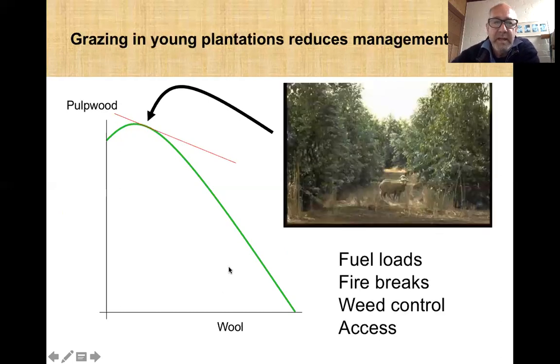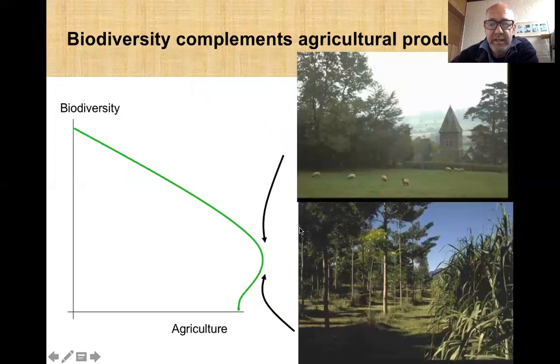Grazing in young plantations reduces management costs, another potential benefit. In a pulpwood plantation where you combine a little bit of wool production, agriculture, you can actually increase that. Again, even if you're not interested in getting any return from agriculture, the benefits come from controlling the fuel load, the weeds, maintaining access, and maintaining fire breaks in some fashion by allowing a neighbour to graze in amongst the trees for no cost. And so the pulpwood company might benefit from that. Biodiversity is a way of supporting agriculture production.